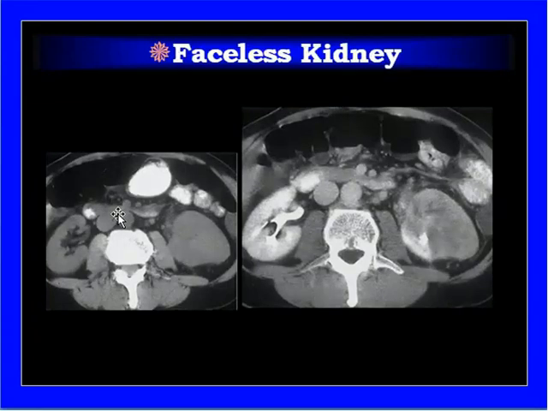Now this is called the faceless kidney. Actually, this is again a condition in which there is no evidence of normal renal pelvic system. You can see only a wedge of the normal left kidney which is showing contrast excretion. The rest of the kidney is filled with a tumor, a mass, lymphoma, and many other conditions.